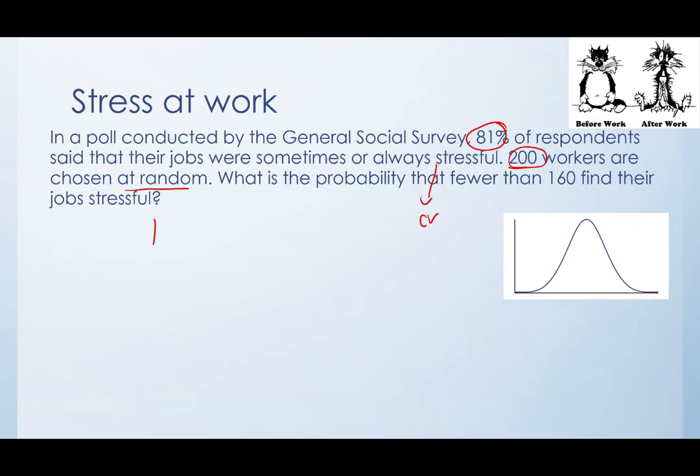So we have the following pieces of information. A probability of success of 0.81, the probability that their job is stressful, and a probability of failure, that their job's not stressful, of the complement, so 1 minus 0.81, 0.19, with a sample size of 200. And we are asking what is the probability that fewer than 160 find their job stressful? All right, so that is a less than 160.